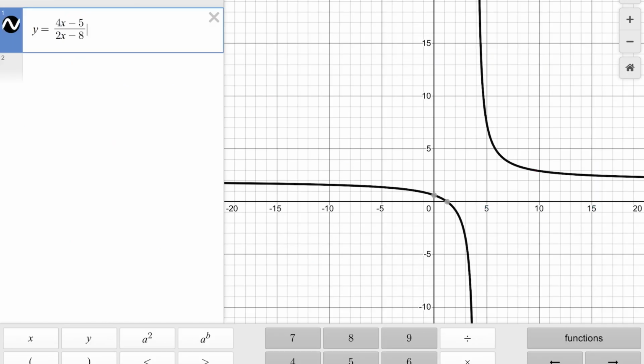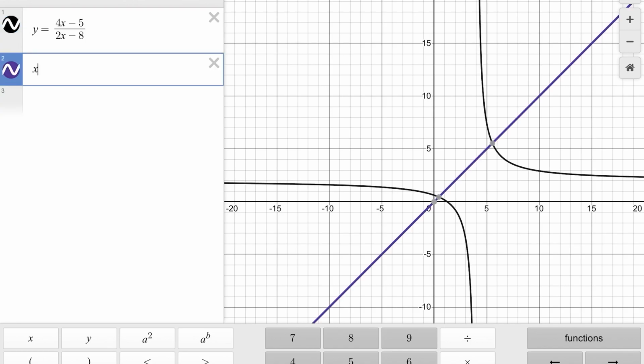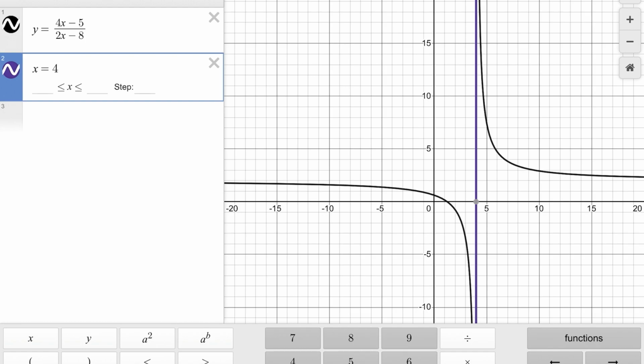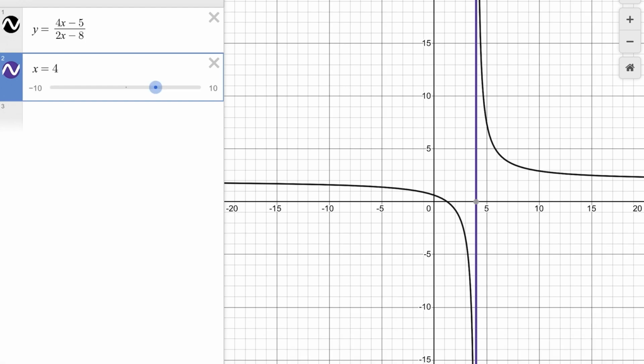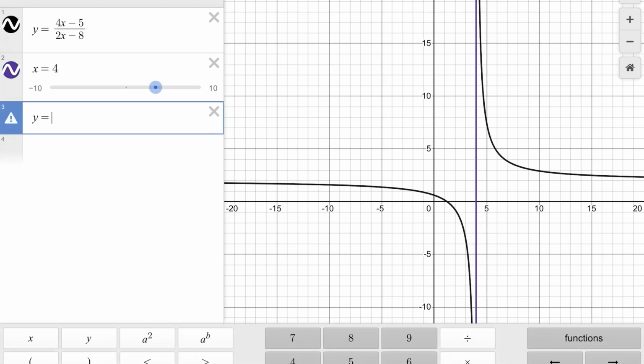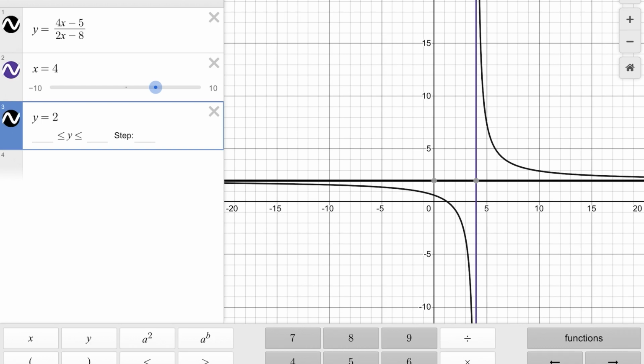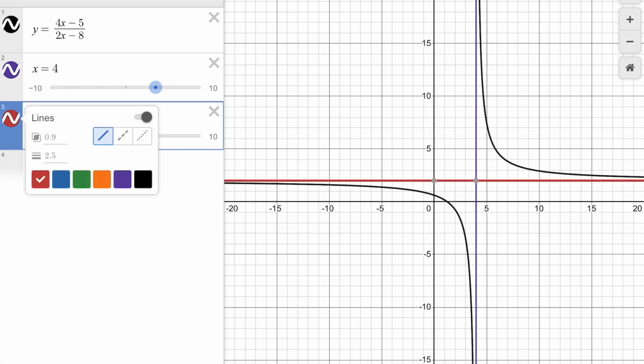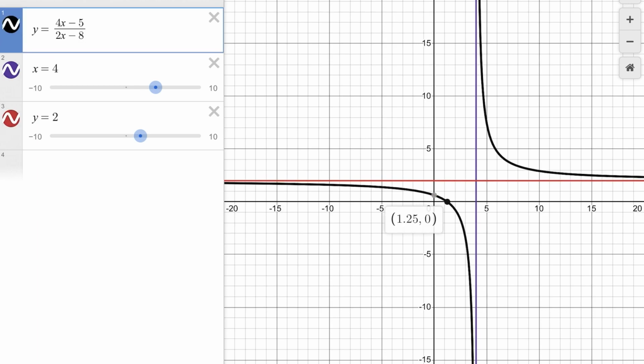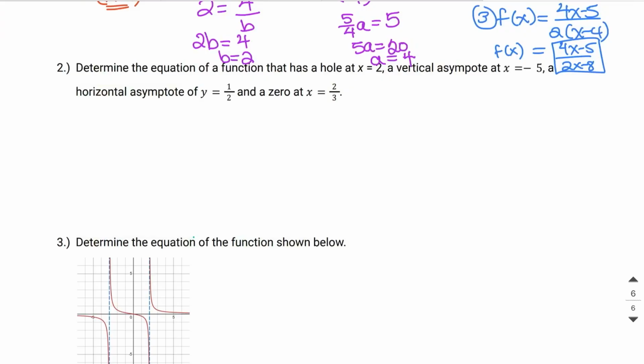And now let's verify that I did this correctly. So first thing we know is that we have a vertical asymptote at x equals 4. So we'll type in x equals 4. For sure, I have a vertical asymptote there. We also know that we have a horizontal asymptote at y equals 2. For sure, I have a horizontal asymptote here. And then we also know that we have an x-intercept at 5 over 4, 0. 5 over 4 is the same thing as 1.25, so we did good with this.